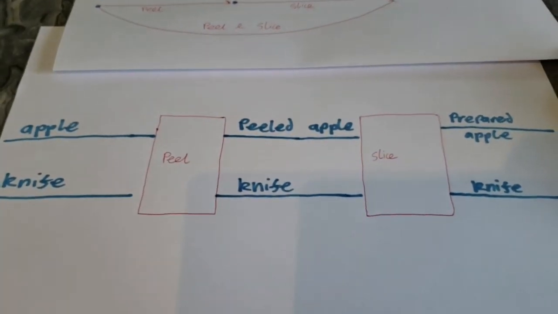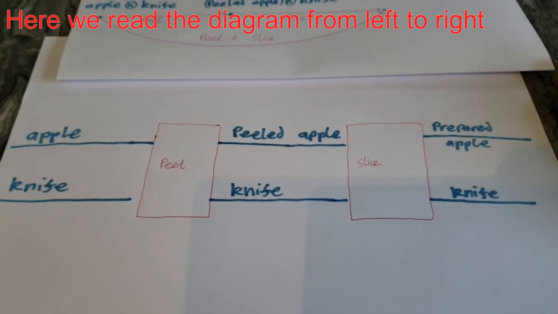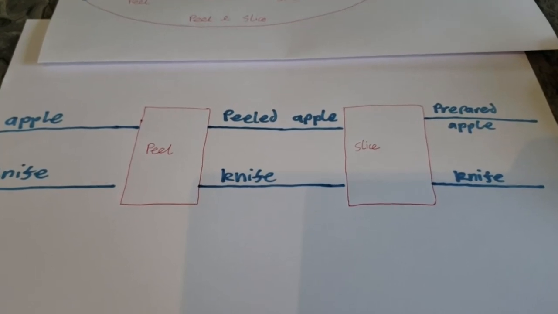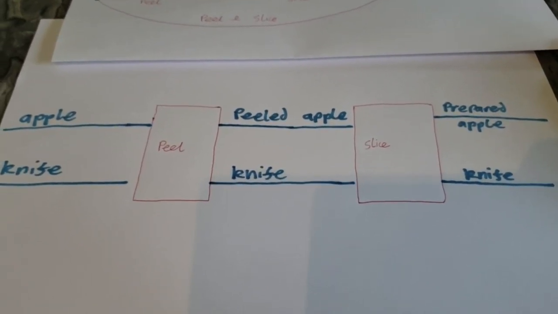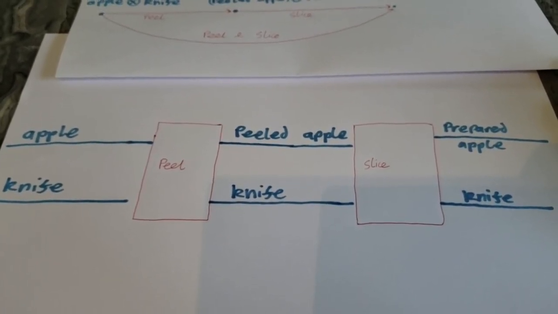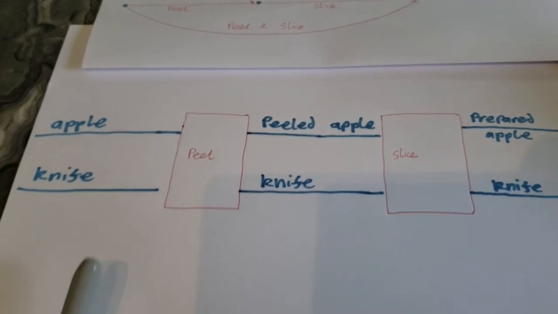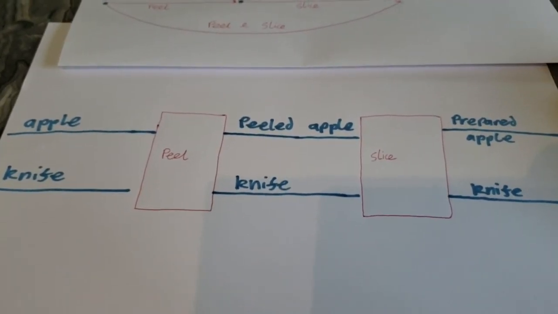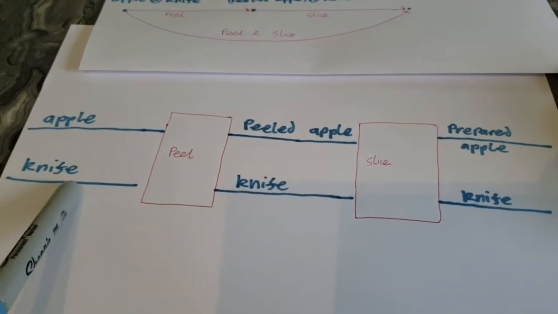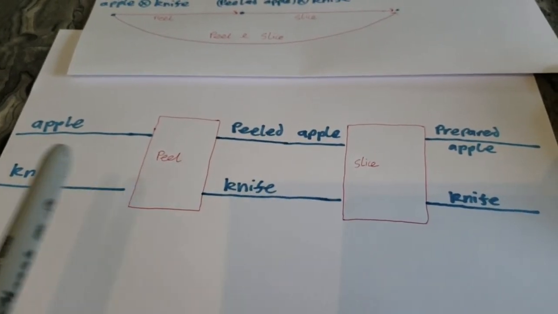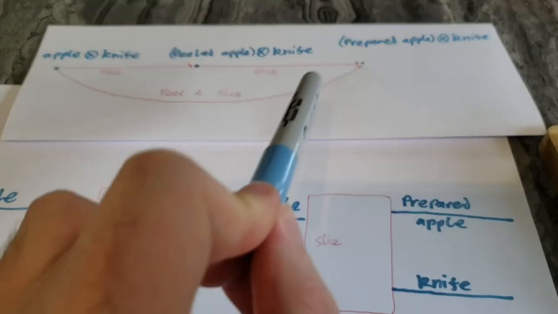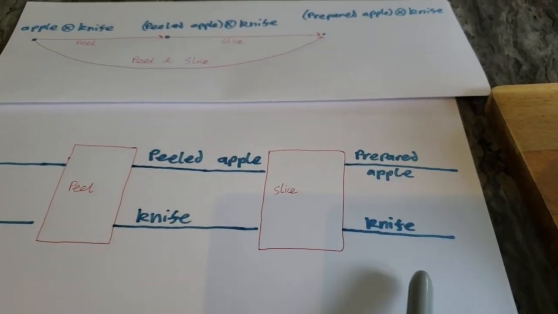It's nice to represent what's going on with a diagram like this. This is more like the kind of flow diagrams that people have been making for ages. But with this idea of symmetric monoidal categories, we can really use these diagrams, which we call wiring diagrams, in a very precise way. Peel is like a function. We put an apple and a knife in and we get a peeled apple and a knife out. And then we have this slice operation, which takes in these two inputs, and it's going to give us out our prepared apple and knife.